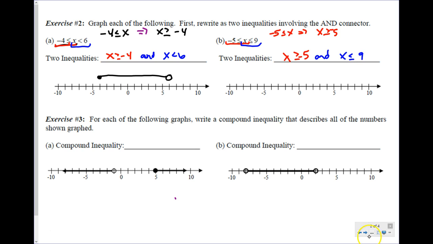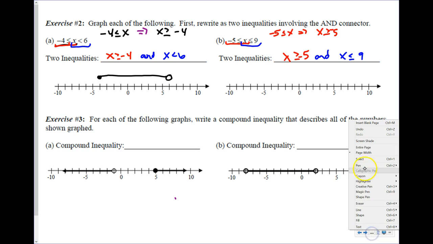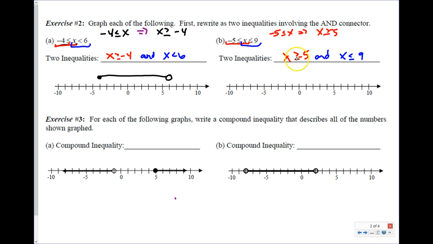Okay? Now we graph. X is greater than or equal to -5 is a closed circle on -5. X is less than or equal to 9 is a closed circle on 9, and we connect them to graph. Okay?